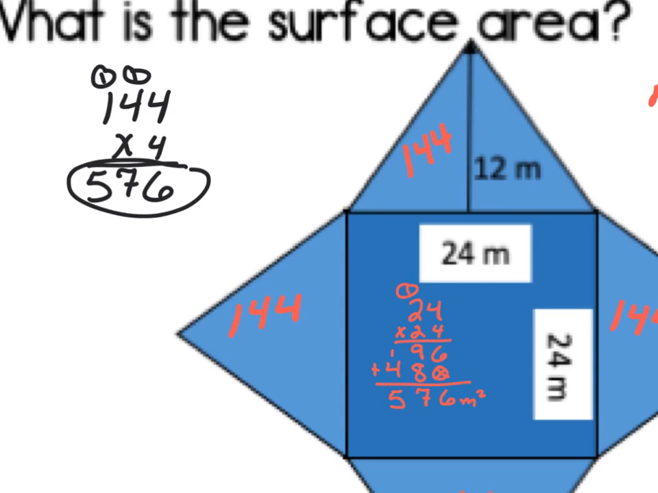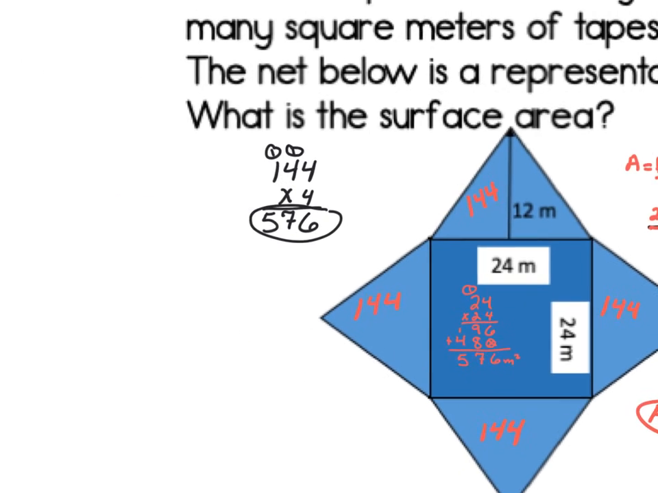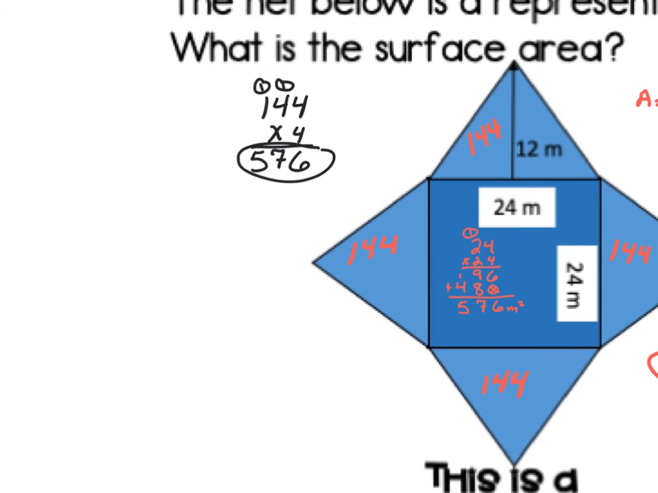Superb. All right, so now all I have to do is take the 576 from the 4 triangles, right, and add it to the 576 from the center square here, right? And let's do that right now. So I'm going to go right here, and I'll do this in blue. I got 576 plus 576.